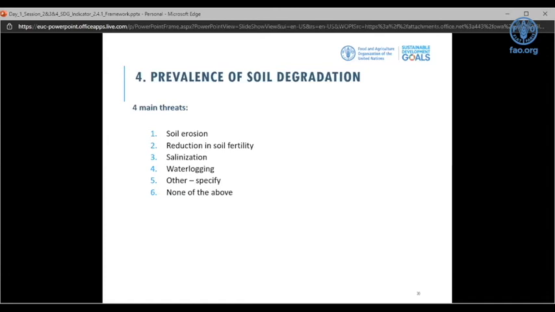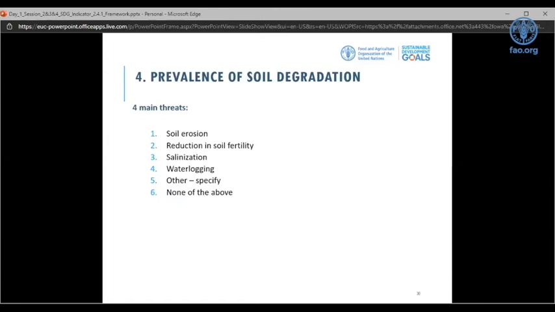The second one is reduction in soil fertility. Fertility refers to the capacity of the soil to provide crops with essential nutrients without reduction in productivity over the years. Reduction in soil fertility implies a situation in which the capacity of the soil to provide crops with essential plant nutrients tends to reduce from one area to another. Waterlogging refers to a situation of water stagnation on the land surface or excessive volume of water on the land surface affecting production. And salinization, salt accumulation on the land surface.